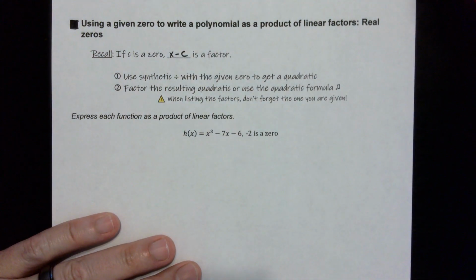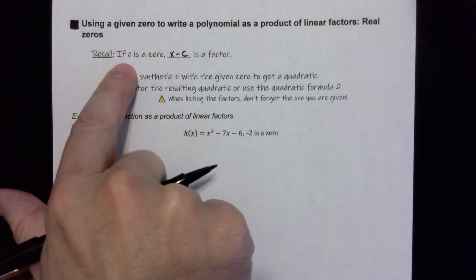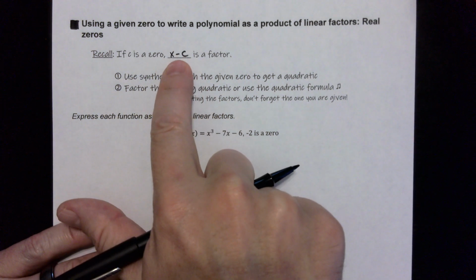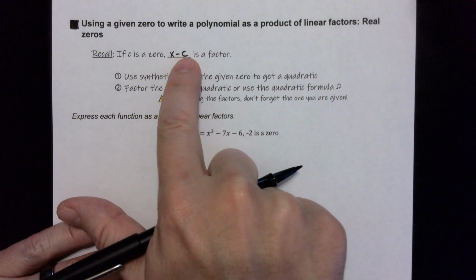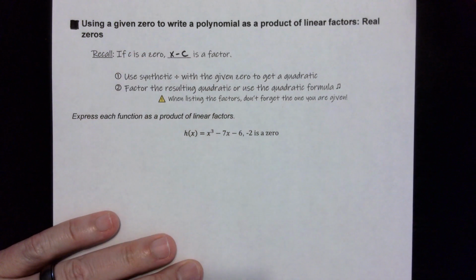Also remember that when you're using synthetic division, you're going to use the zero as the number outside of the box. If you're ever given it in factored form like this, you need to change the sign of whatever this number is. But if you're given the zero, just use that zero.